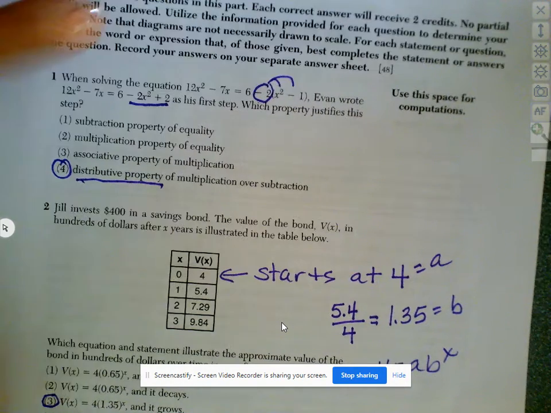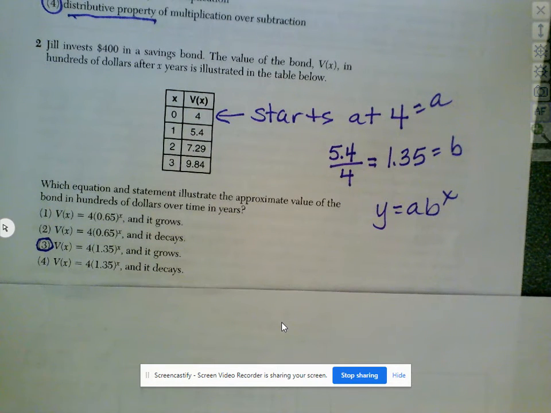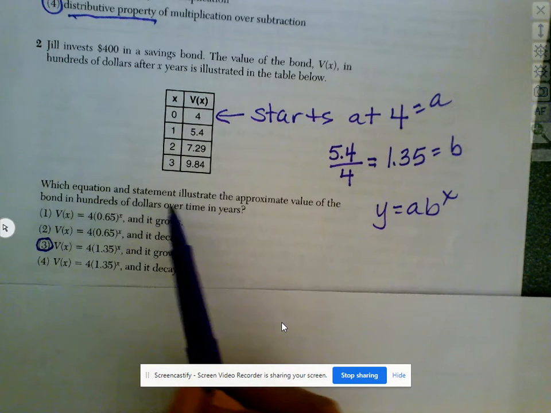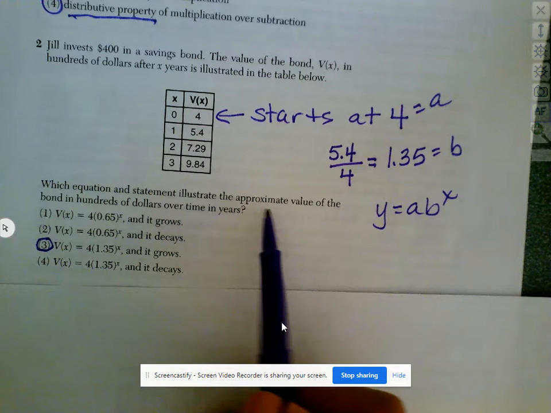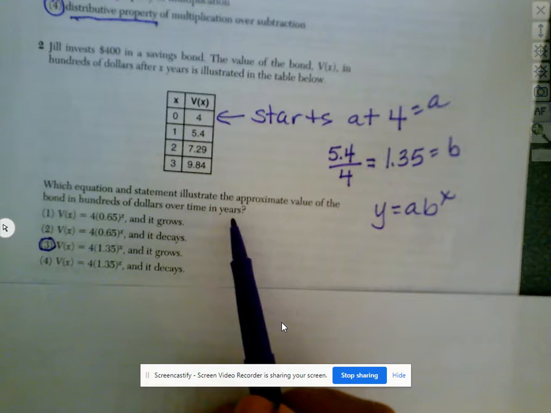Okay, going to question 2. It says, Jill invests $400 in a savings bond. The value of the bond, V of x, in hundreds of dollars after x years, is illustrated in the table below. Which equation and statement illustrate the approximate value of the bond in hundreds of dollars over time in years?